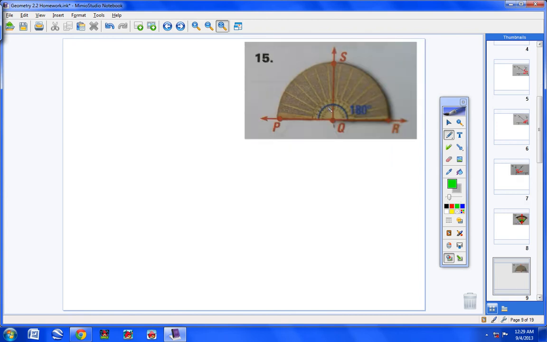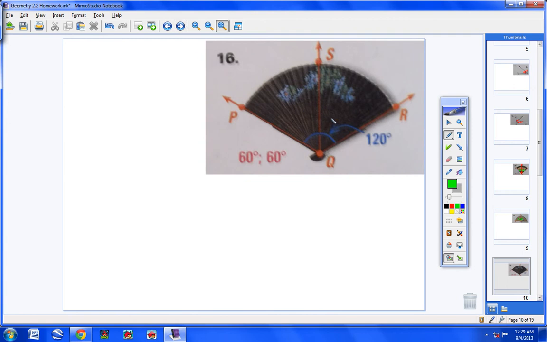Okay, number 15. The whole entire angle right here is 180 degrees. And QS is going to cut that right in half. And so they want us to find the measurement of this little angle here and this little angle here. So we're going to take 180 and divide it in half. If you do that correctly, you'll get 90 degrees for this little angle and 90 degrees for this angle over here. Moving on to number 16.